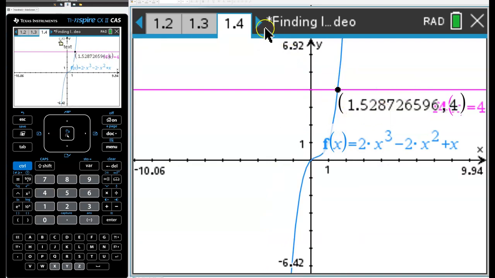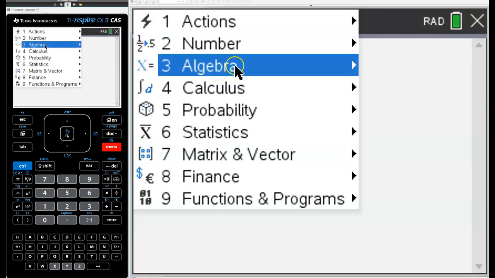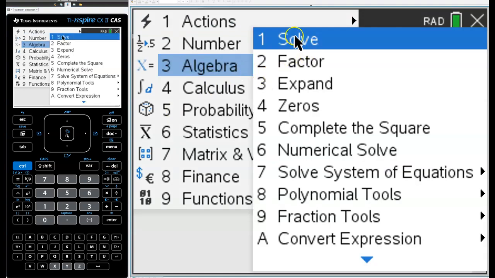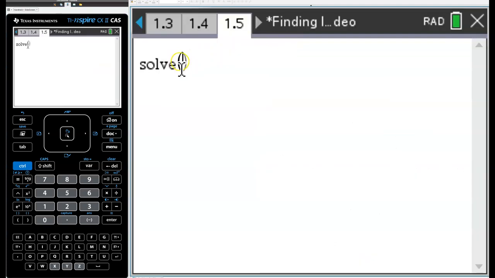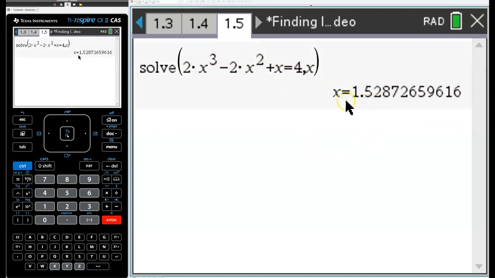1.529. Okay, and then lastly, I want to hit home on this too. Since you do have the computer algebra system, if you're in a calculator, you can solve this using your solve tool, if you have access to your calculator. So solve, and I'm going to solve, when is 2x cubed minus 2x squared plus x equal to 4? I'm going to hit comma, x, entering a second argument to let it know I want to solve for x. And there's our answer. x is equal to 1.529.